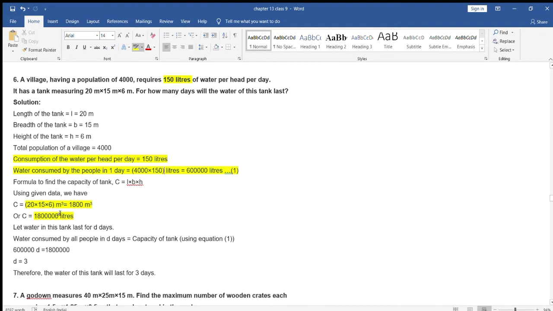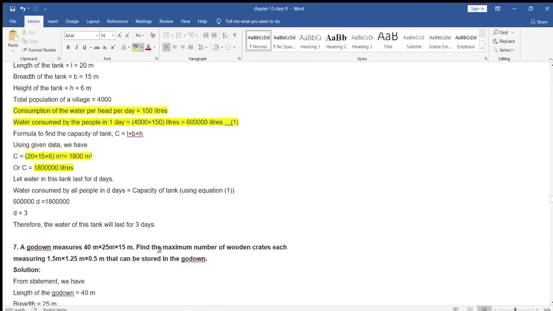So how many days will it last? How can we calculate? We calculate it by the water consumed by the people. If we assume it as n days, whatever you assume, then by dividing the capacity by the requirement of one day, we can easily find the number of days. That is 3 days. Simply, the number of days is equal to the capacity of the tank divided by the requirement of one day.